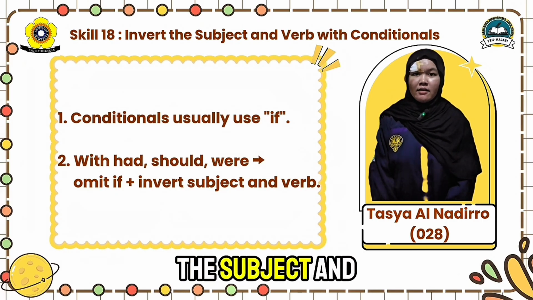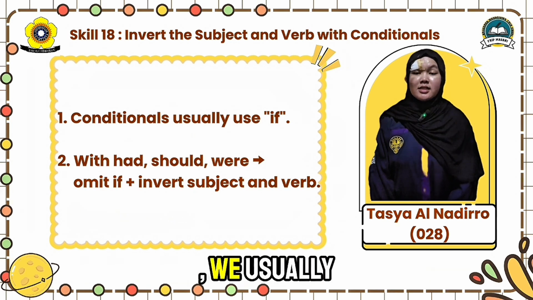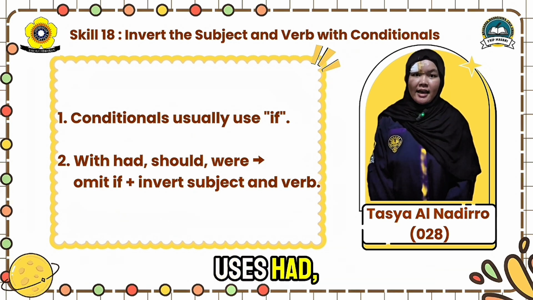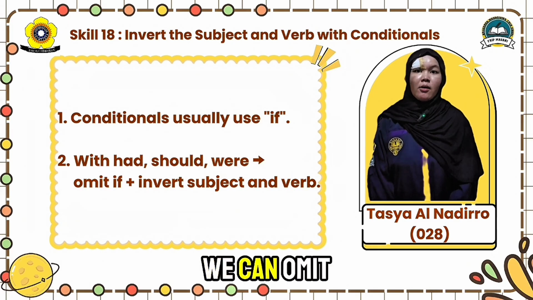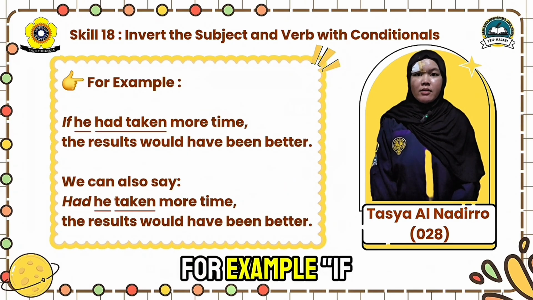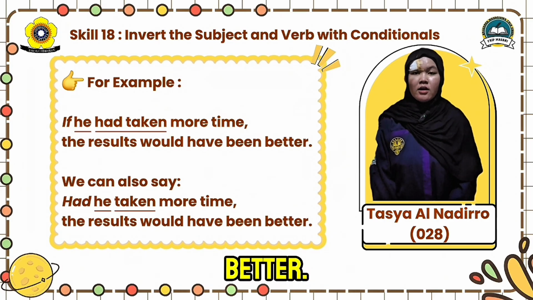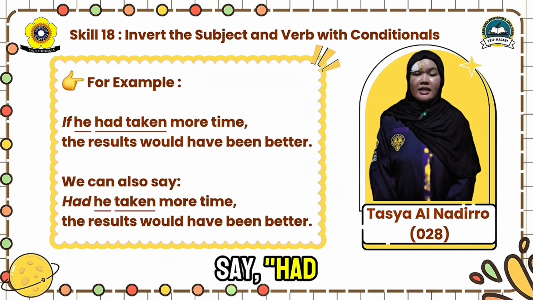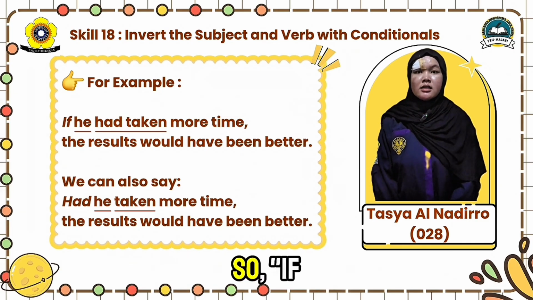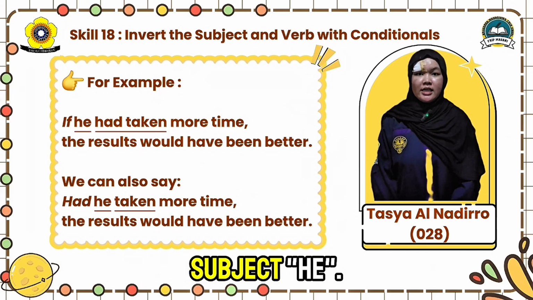Skill 18. Invert the subject and verb with conditional. In conditional sentences, we usually use "if," but sometimes, if the conditional uses had, should, or were, we can omit "if" and invert the subject and verb. For example, "If he had taken more time, the result would have been better." We can also say, "Had he taken more time, the result would have been better." So "if" is removed and "had" comes before the subject "he."